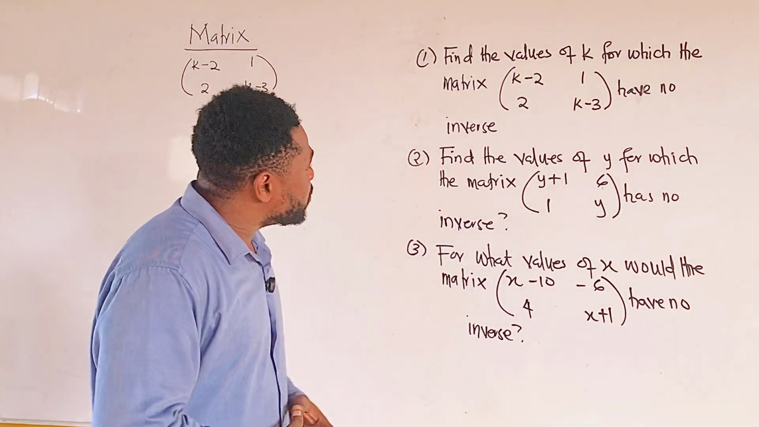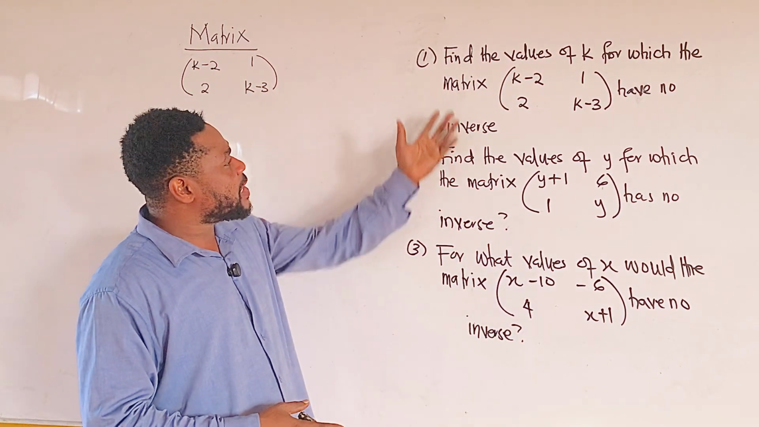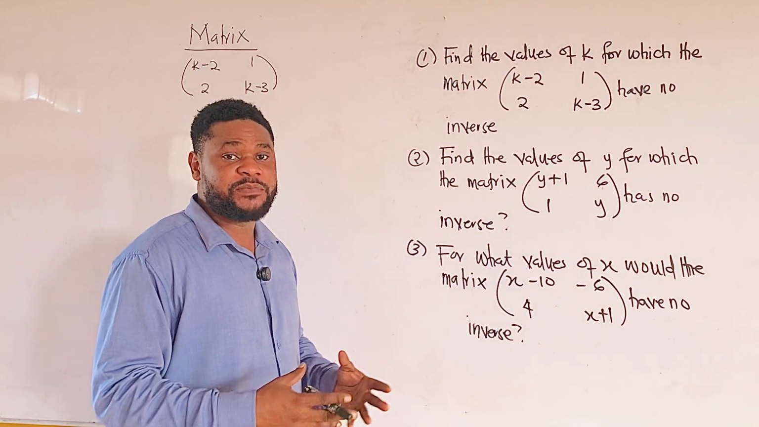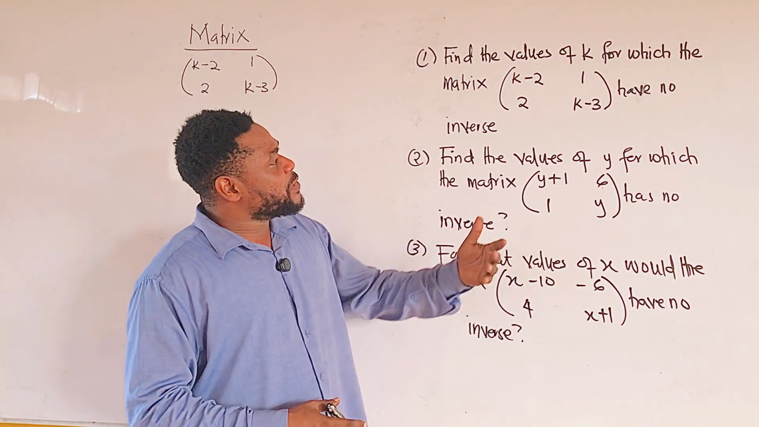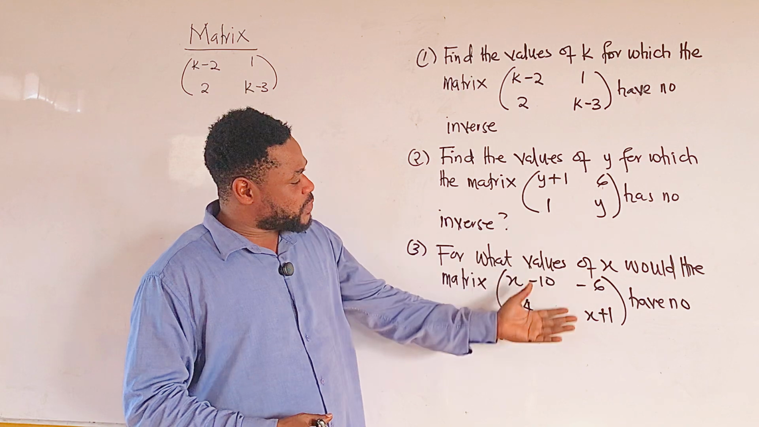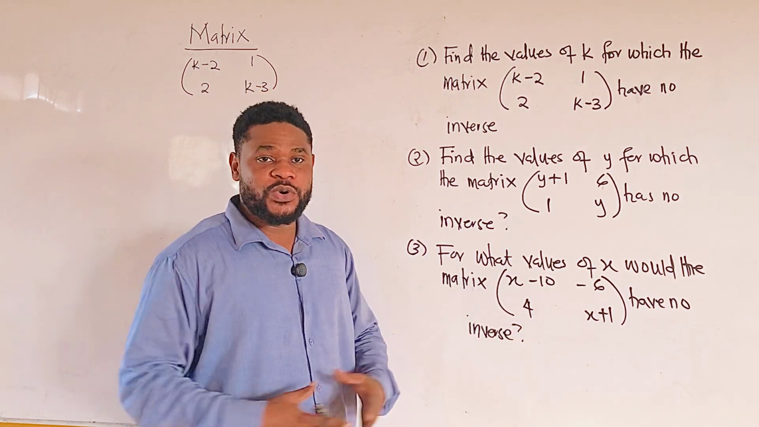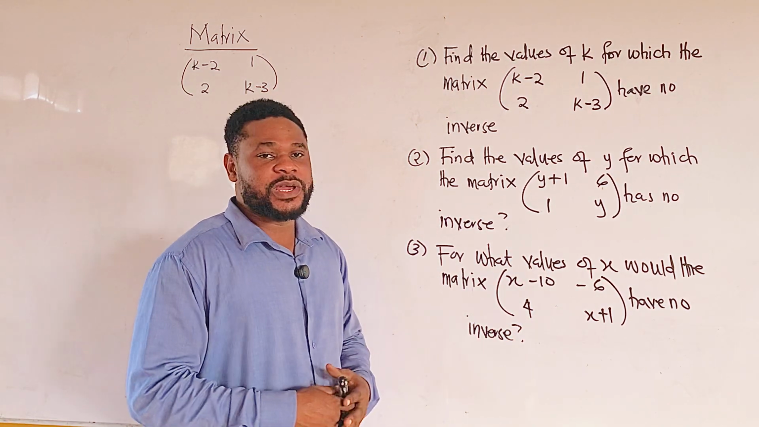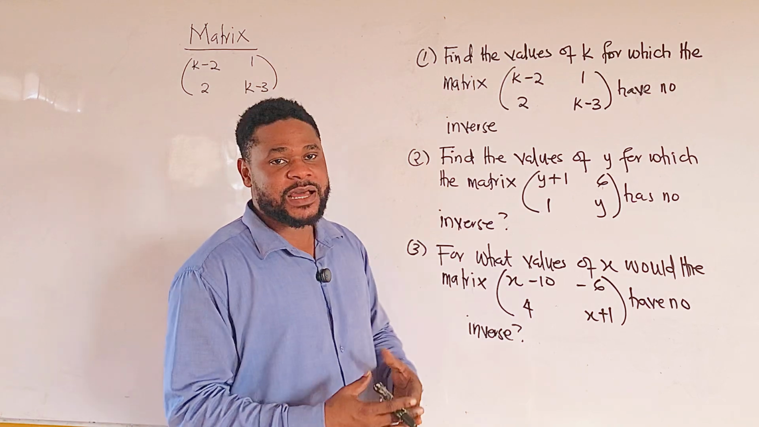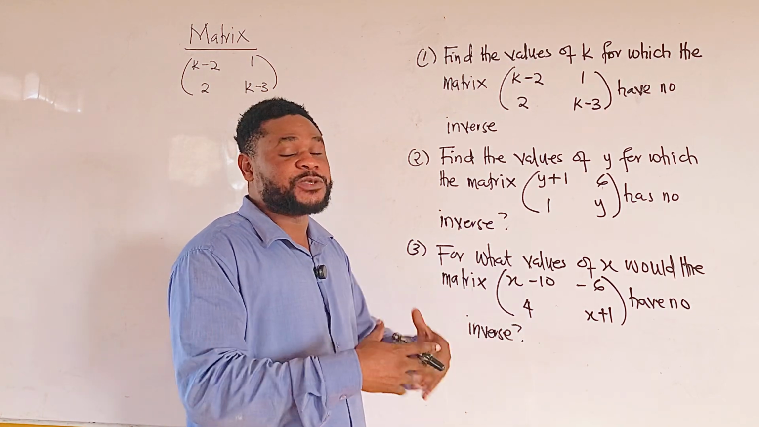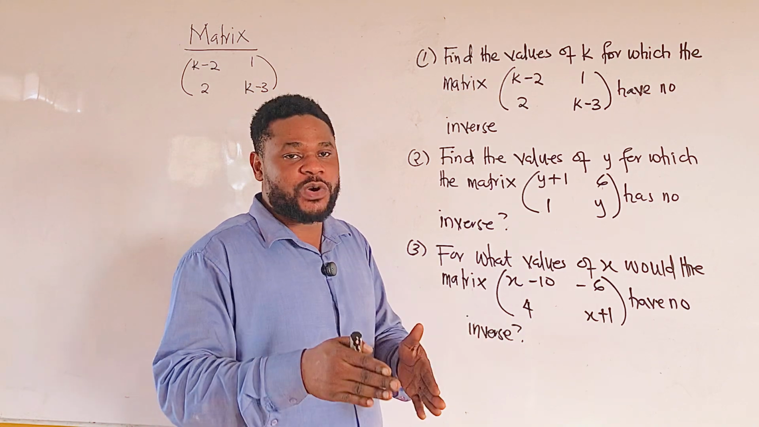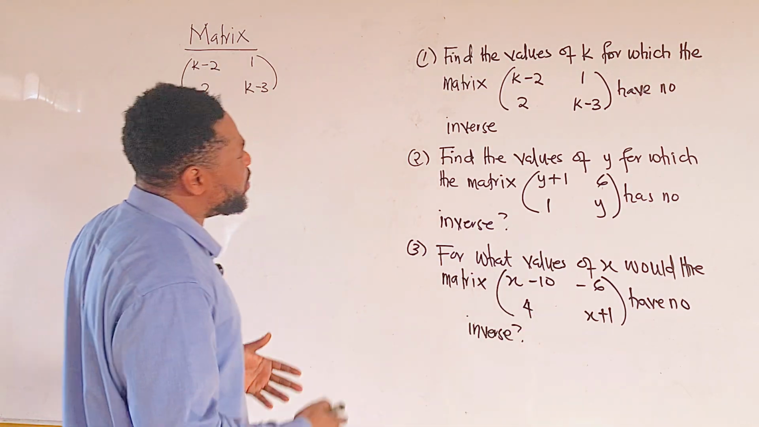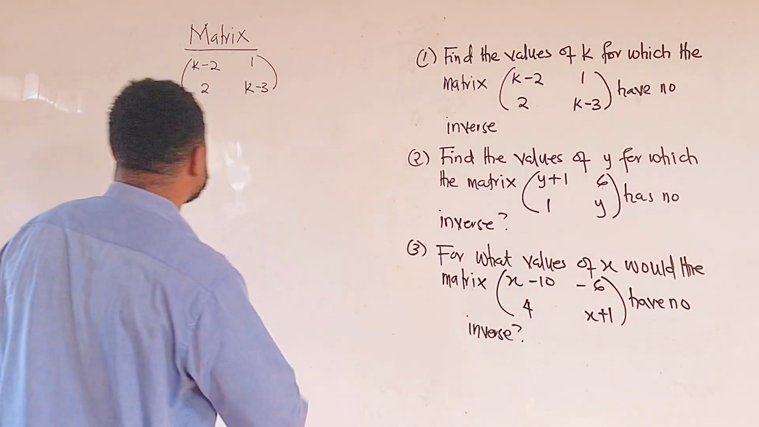In this episode, we want to look at how we can answer these questions under the topic matrix in mathematics. From the question, we have been told that the following matrices we can see on the board have no inverse. And one thing we need to know in mathematics about matrices is that anytime a matrix has no inverse, it means that its determinant is equal to 0. Now let us see how we can use that approach to answer question 1.